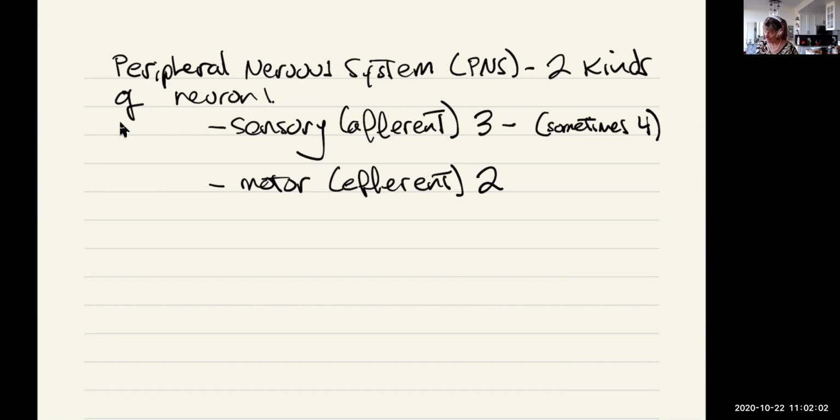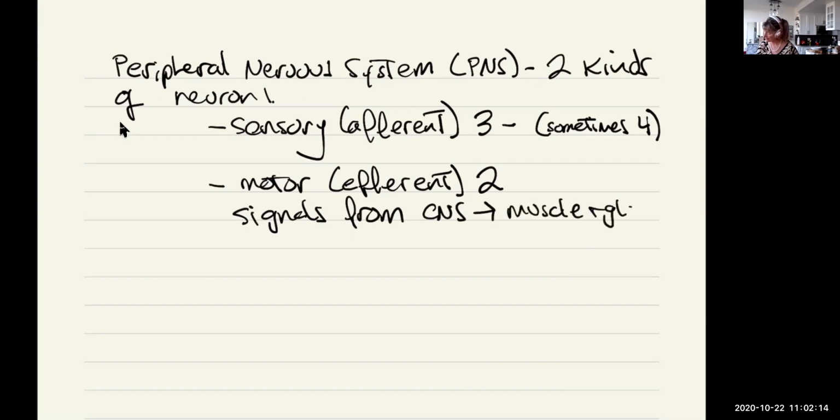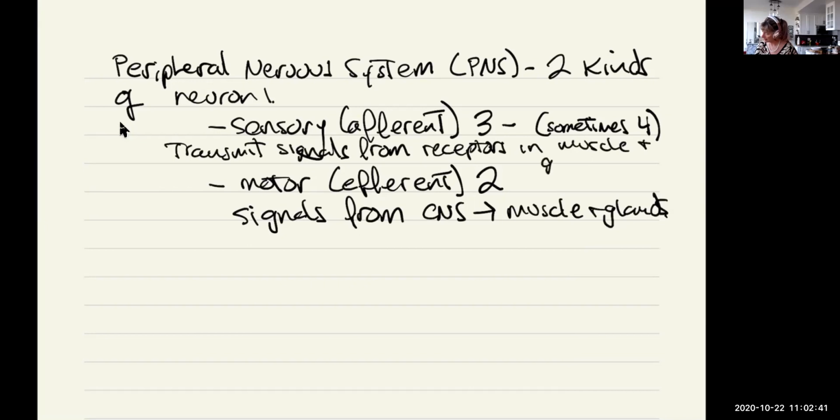So motor sends signals from the central nervous system to muscle and glands. And sensory neurons transmit signals from receptors in muscle and glands to the central nervous system.